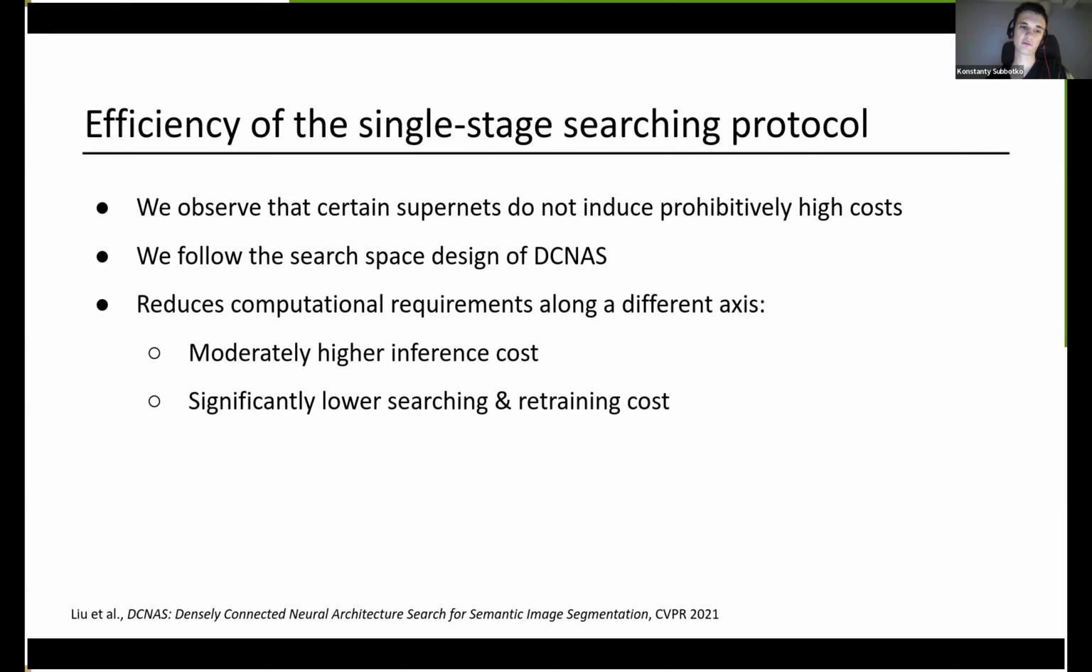In this paper, we follow the non-dense variant of the search space introduced by DCNAS, and this search space does not include long-range connections. For those of you who don't know, DCNAS is arguably the most successful application of DNAS to the semantic segmentation task. Of course, our approach has a slightly higher inference cost because we do not discretize anything and we have a dense supernet. But as we will show later, we save a lot of computational resources by fine-tuning weights and not training it from scratch.